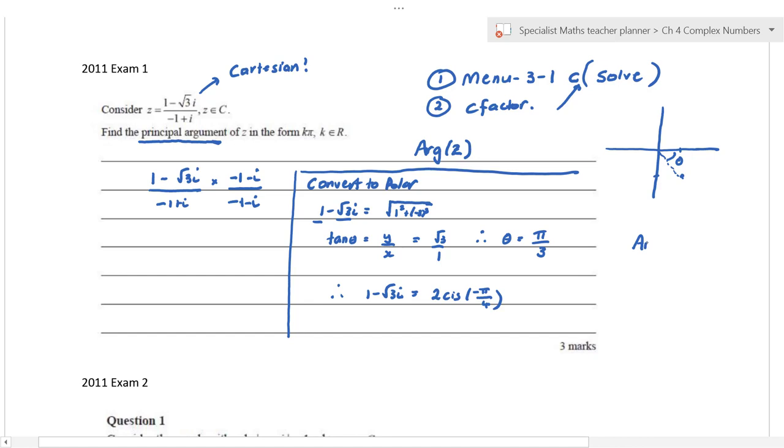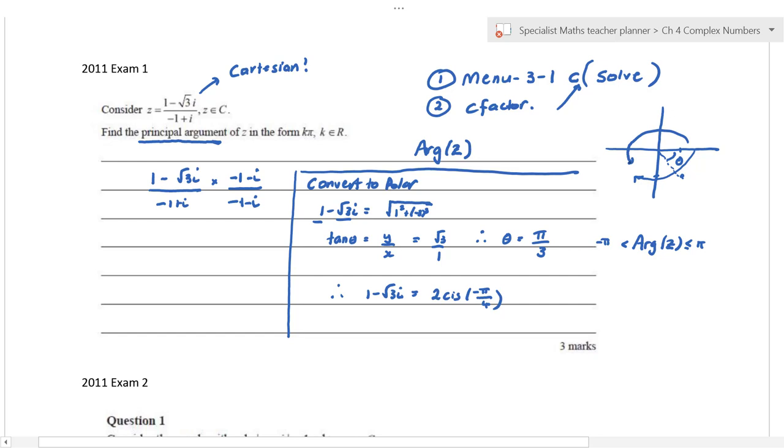Because this is on your formula sheet: Arg of z must be between pi, inclusive, and negative pi, non-inclusive. So we've got to go around this way. You can't go around the other way because if you hit pi, you can't go any further. And that's a specialist maths thing.